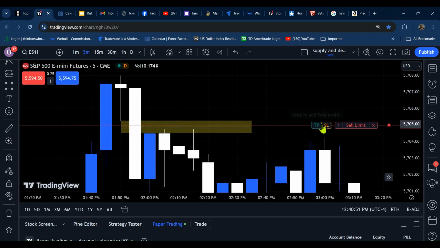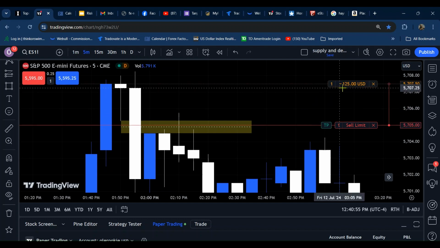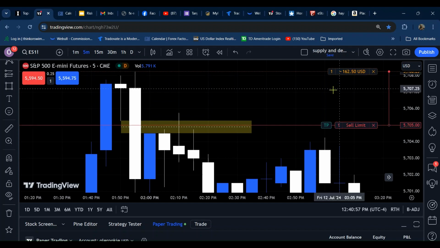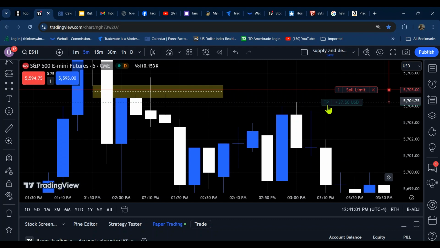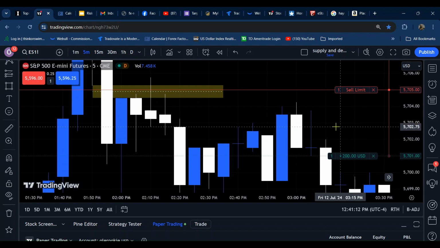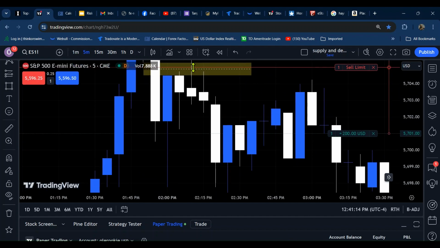Your stop loss would have been up here. That's a $125 stop loss. I would go all the way to the top of the wick. $162 stop loss. Target profit of at least 5 ticks, 5705 to 5701 even, right to there. And you can see it would have got you there and it would have already filled you.